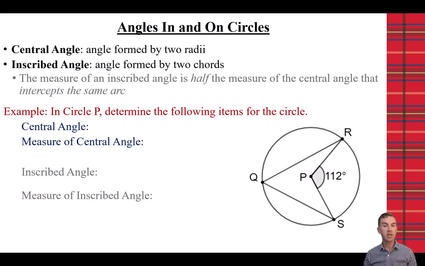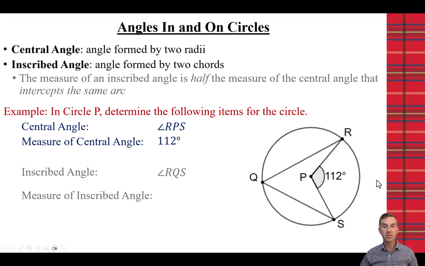So say we have circle P, and we want to determine the following items. We want to know, what is the central angle? Well, the central angle is this angle that's formed at the center. So that would be angle RPS or SPR. The measure of that is given to us as 112 degrees. That means then that the inscribed angle, that's going to be the angle that's on the circle, that would be RQS or SQR.